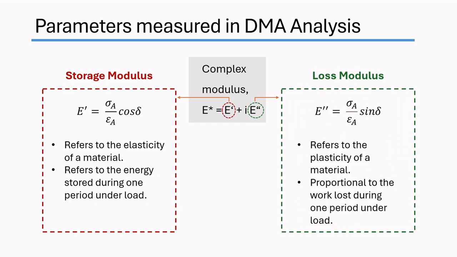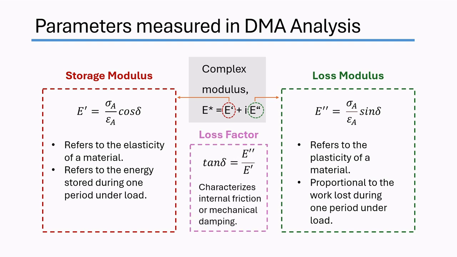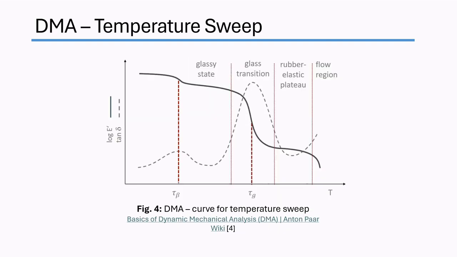And then we have the loss modulus, which refers to the plasticity of a material, and it is proportional to the work lost during one period under the load. Additionally, we have the loss factor, which characterizes internal friction or mechanical damping. So it's the storage modulus, loss modulus and loss factor that are used to characterize the mechanical properties of a system in DMA tests. This graph over here shows what a typical result of a DMA test looks like.